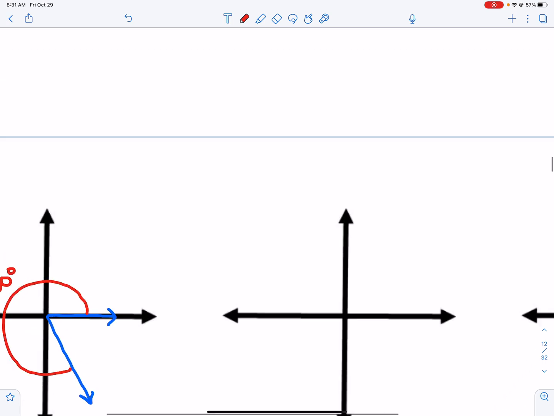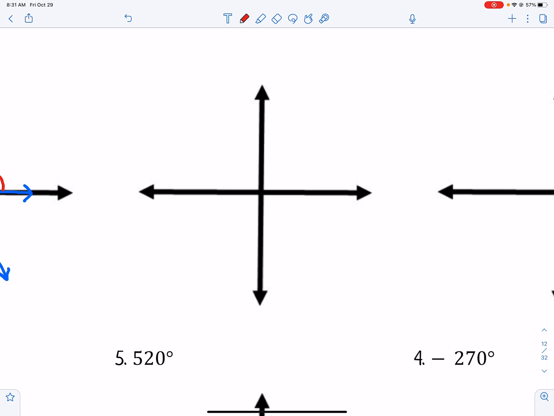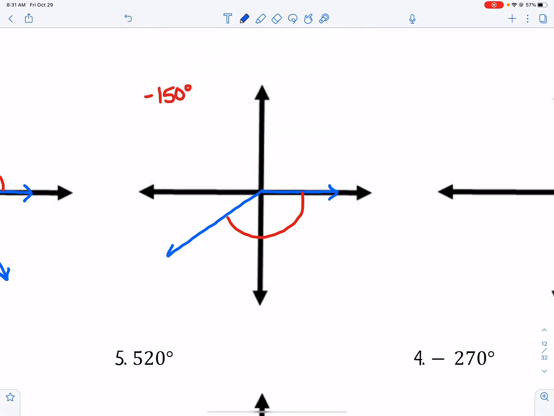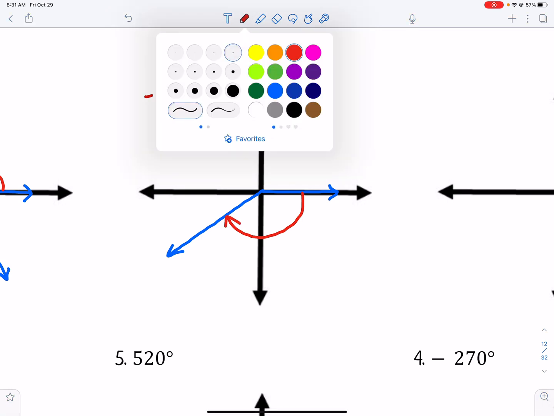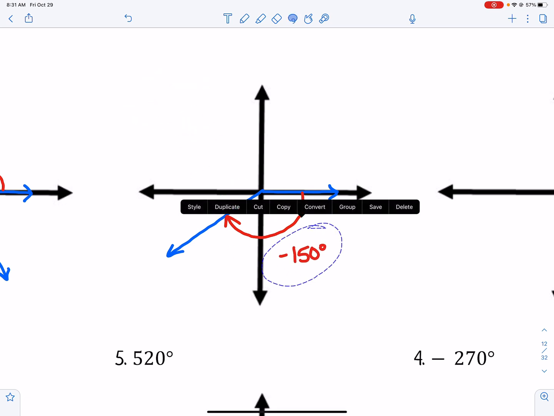Let's do another one. The next one says negative 150 degrees. So if I want to draw an angle that's negative 150 degrees, I need to start in standard position, but go in the negative direction. So I need to go down and clockwise, and I go 90, but not to 180, because that would be too far. You've got to stop with about 30 degrees left and say that is an angle that is negative 150 degrees.